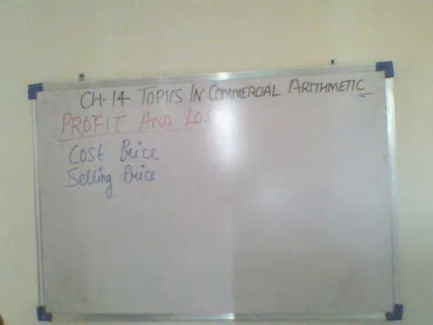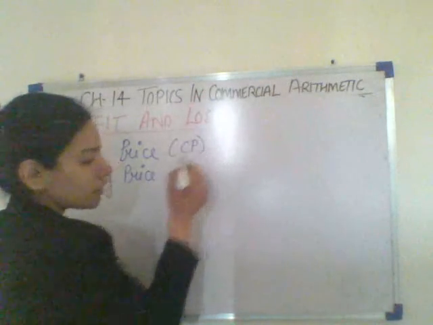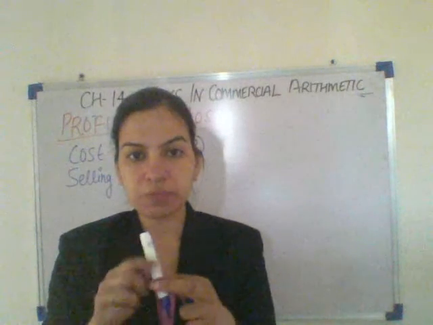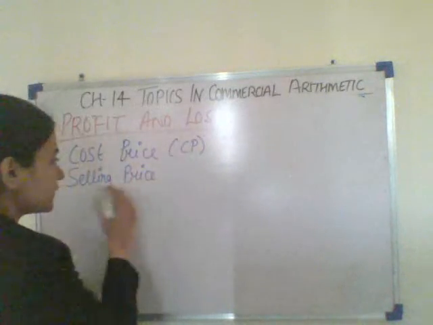So what is the cost price? The amount of money which you pay to buy an article is called cost price, written as CP. Suppose I buy this marker for 10 rupees. So what is the cost price of this marker? It is 10 rupees.